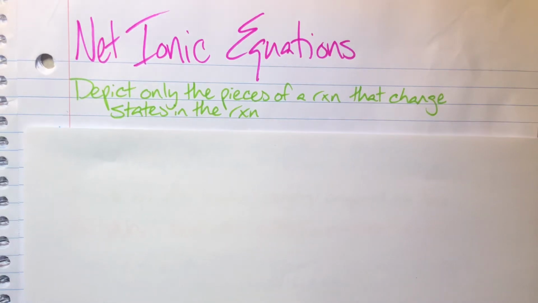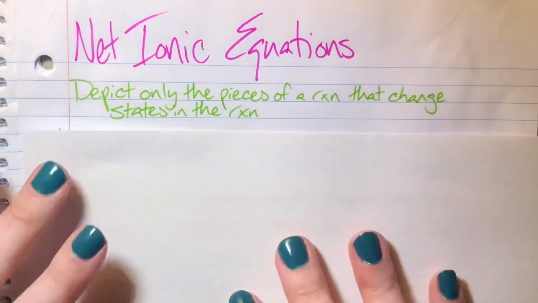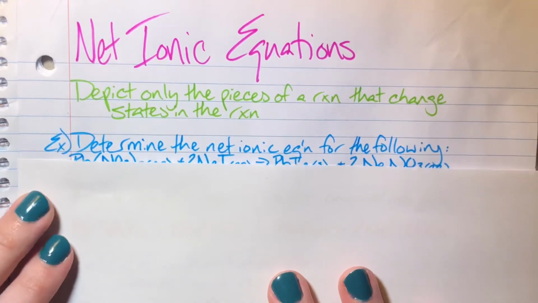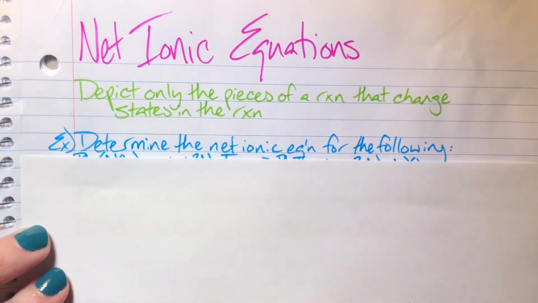Today we're going to be discussing net ionic equations. A net ionic equation is going to only depict the pieces of a reaction that will change states inside of that reaction. So the first thing that I'm going to do is just go ahead and jump right into it and show you an example.